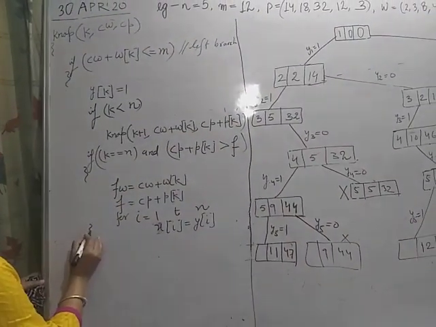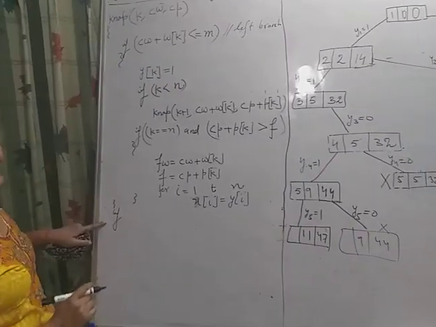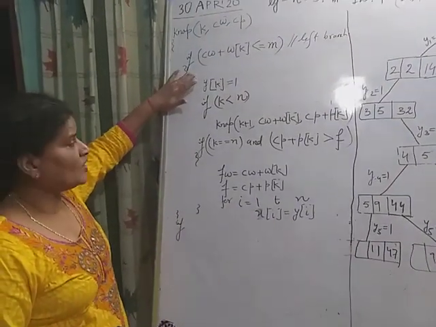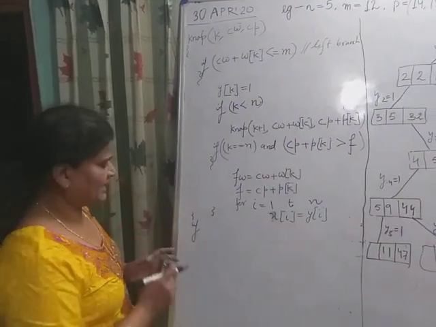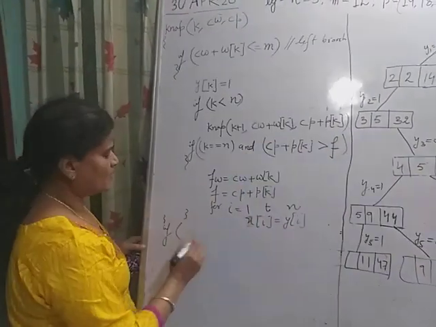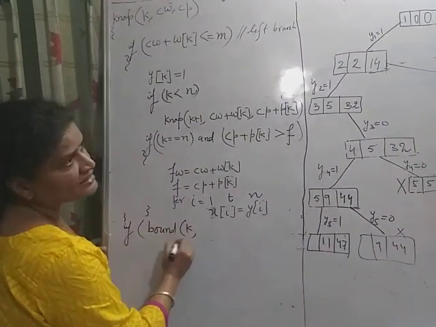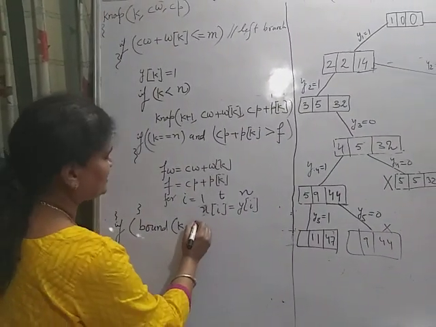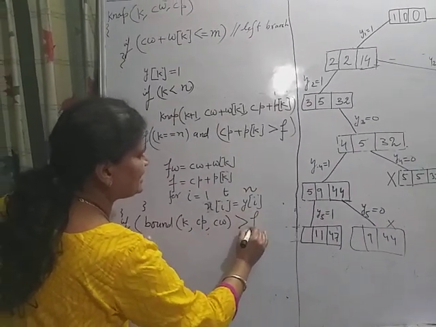Here for the right children, don't use else, because for every object it will check for the left as well as for the right. So if the bound function, called as bound k, that is CP, CW, is greater than F.